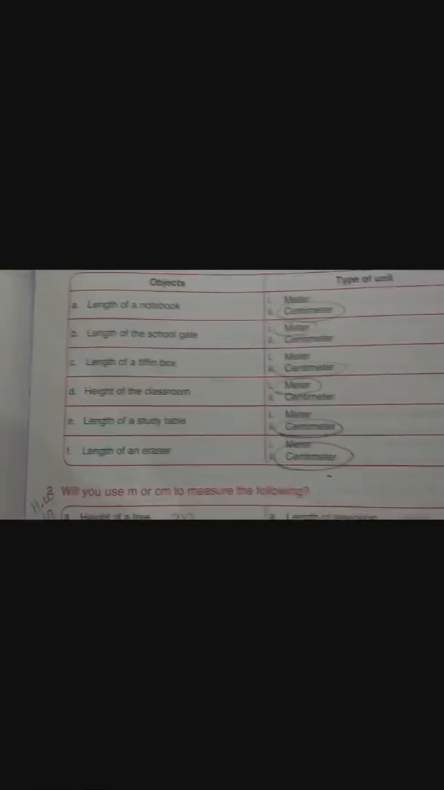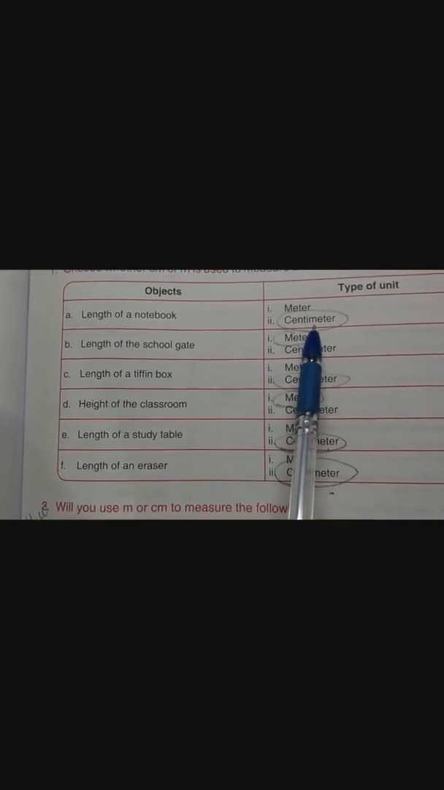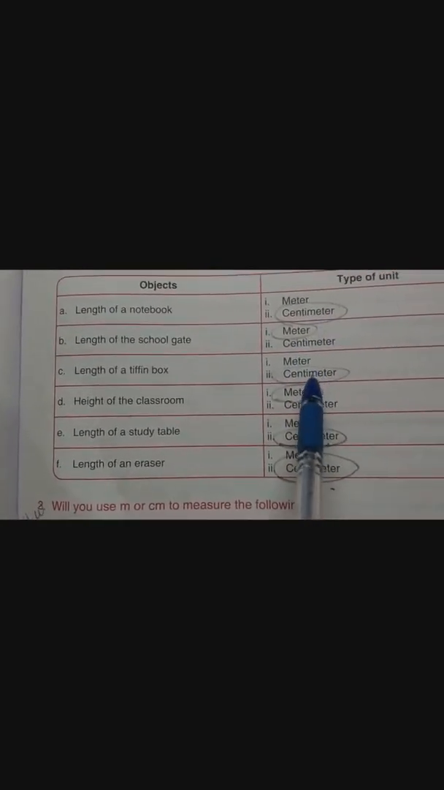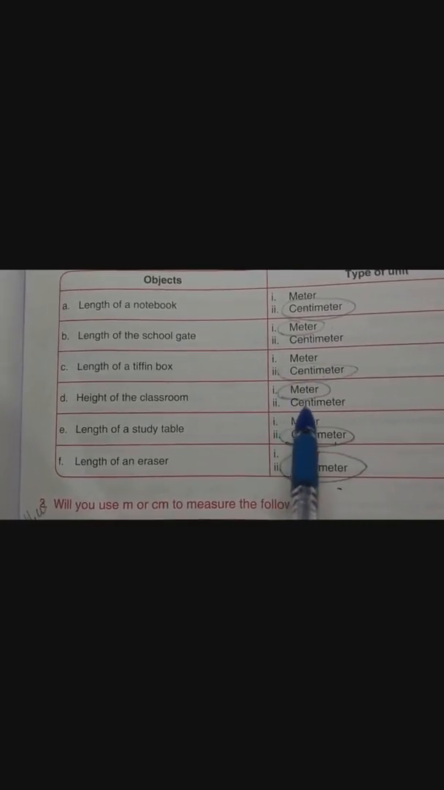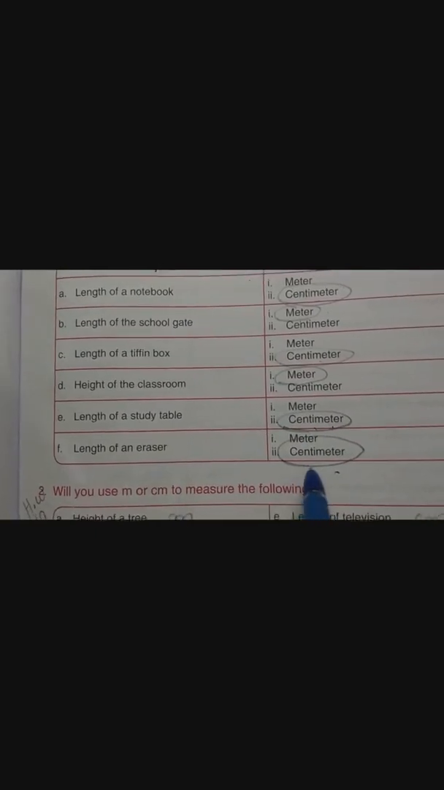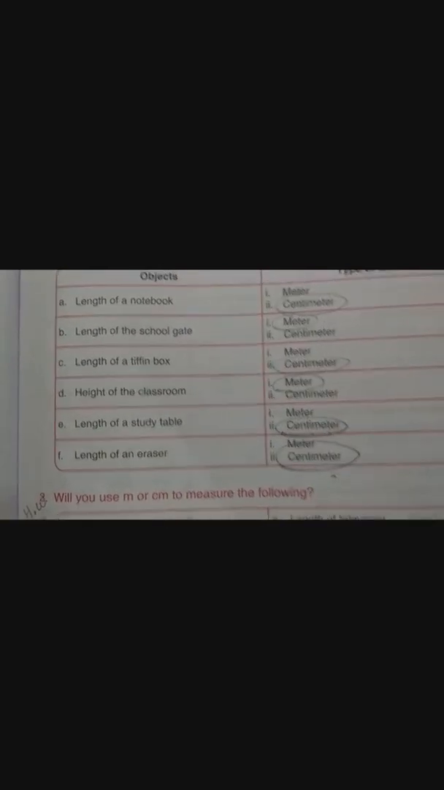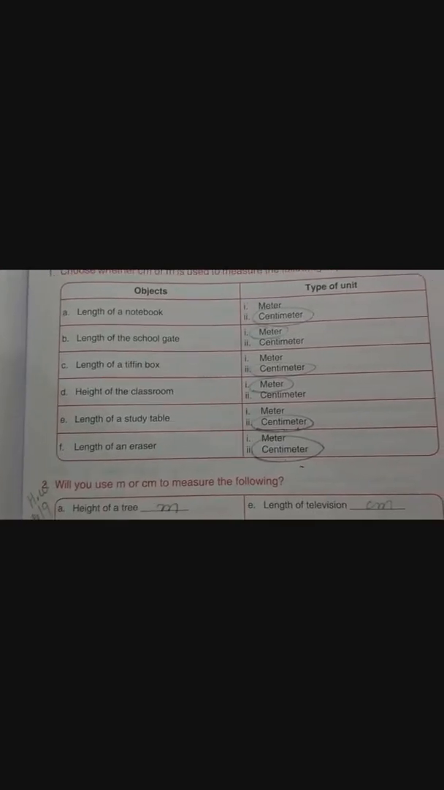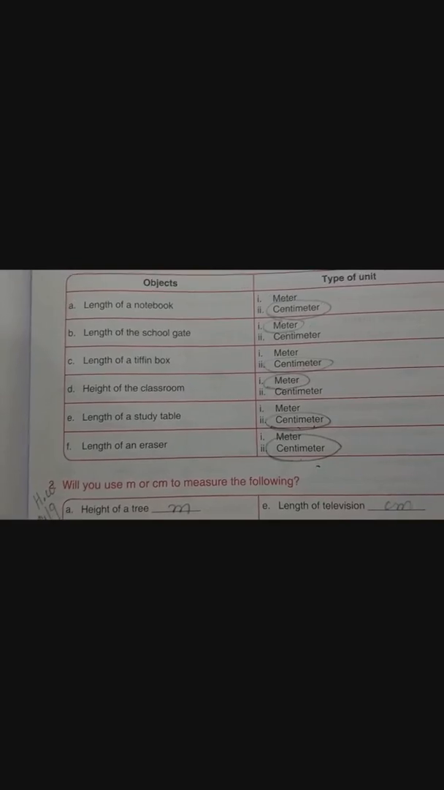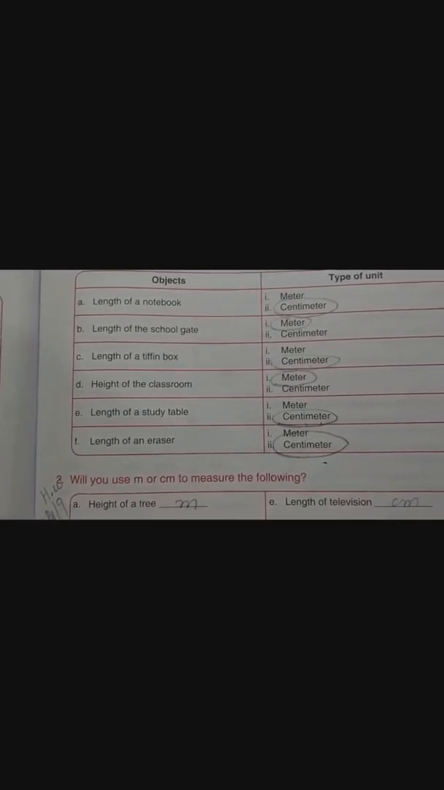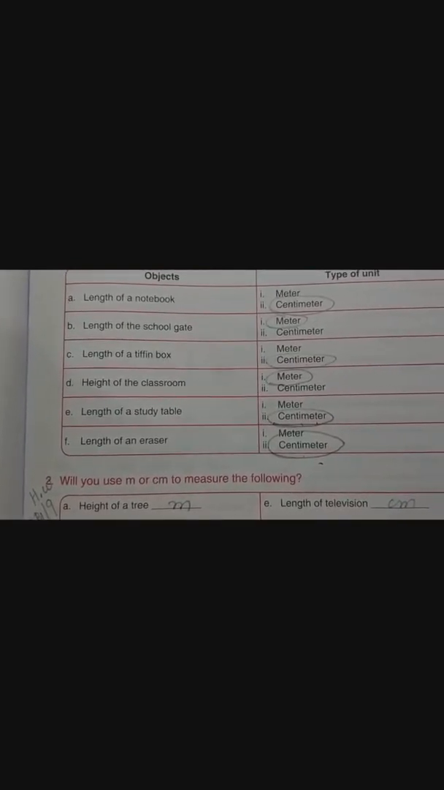So students, that object, when notebook is there, we have to measure with the centimeter. Gate, meter. Then tiffin box, centimeter. Classroom, meter. Study table, centimeter. And eraser, centimeter. Now students, I'll give you half a minute. You have to write this. You have to make the circle over here. Okay students.